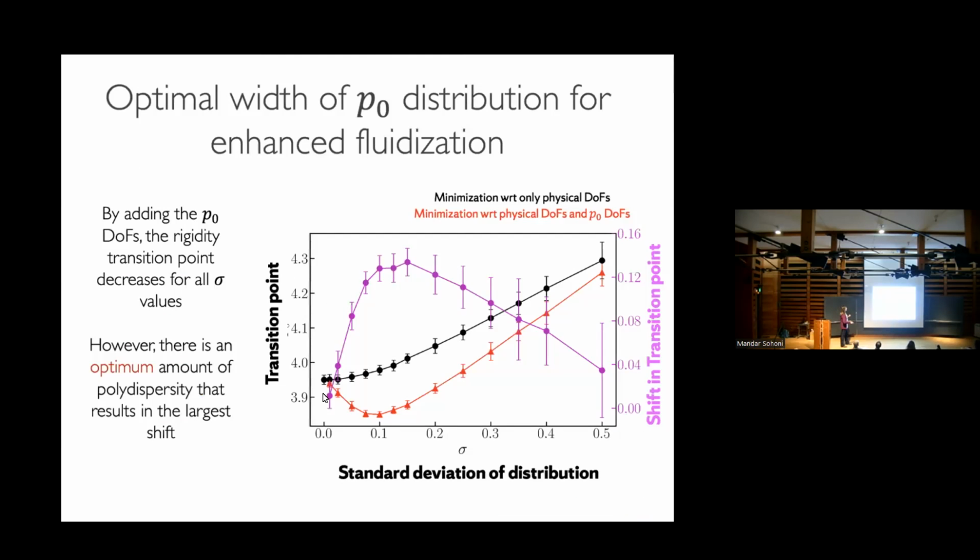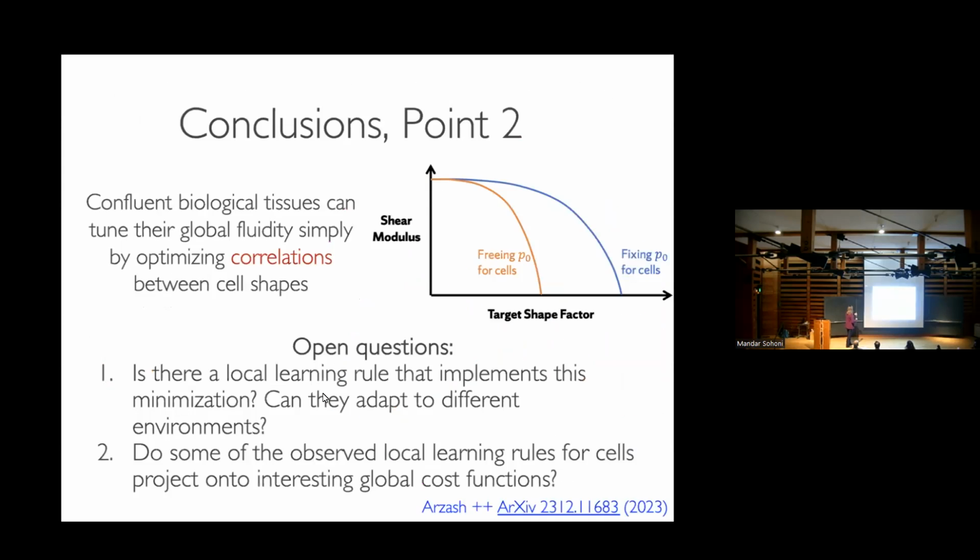There's actually an optimal standard deviation of this distribution to maximize learning. So the idea is if I have cells that have different target shapes, if they all have the same shape, I can't do this. If they have very widely varying shapes, I can't do this, but there's an optimal distribution of cell shapes. That's pretty interesting, and it's something that you might be able to go and look for in experiments.